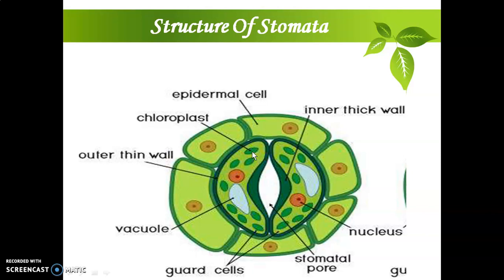The guard cell possesses chloroplasts, so the process of photosynthesis also takes place in these guard cells. The outer layer of the guard cell is thin walled. The inner layer of these guard cells is thick walled due to deposition of cellulose. These guard cells are surrounded by 4 or 5 epidermal cells. These are also called subsidiary cells.